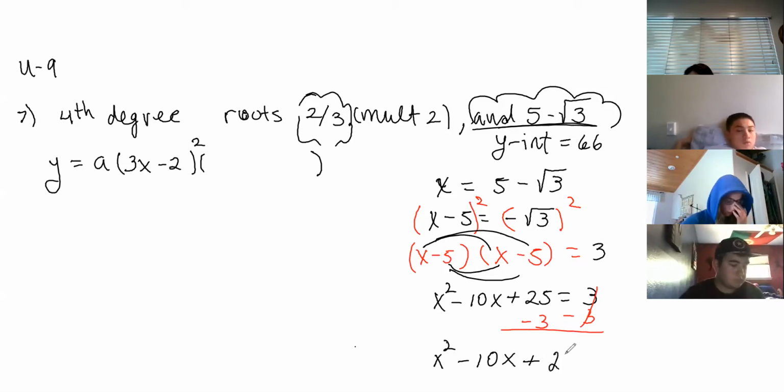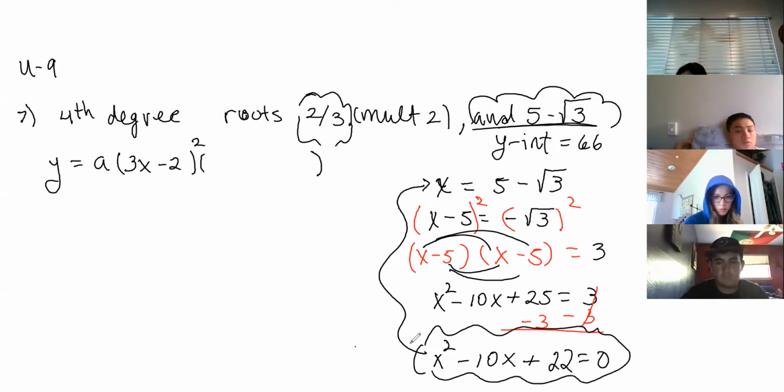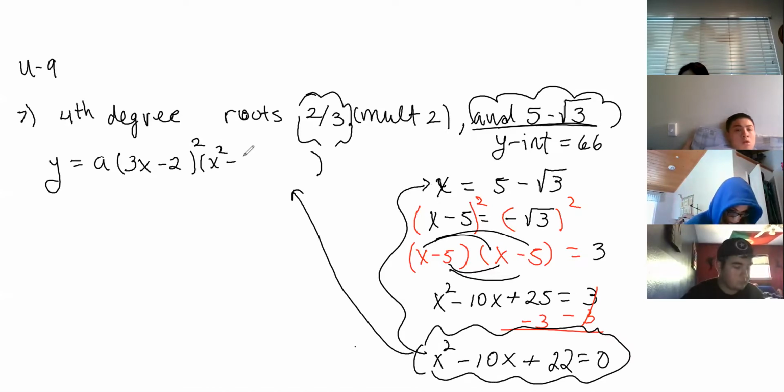22. And now the common thing kids do here is they're like, oh, I'm going to solve this by completing the square or quadratic formula. If you were to solve this, you'd end up with that there as one of the solutions. You don't want to do that. This here, without the equal 0, is what goes into that parentheses. So it's x squared minus 10x plus 22. Now we're still not done because I haven't found the a value yet. Before I do, any questions on how I got that there as a solution?